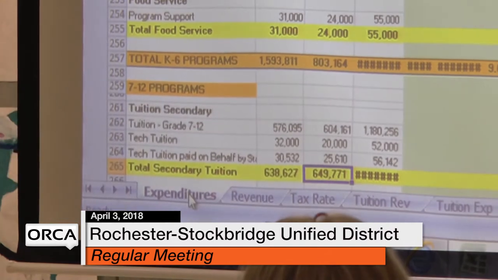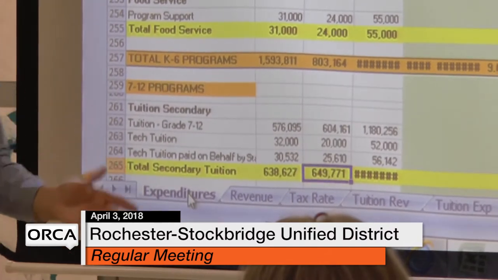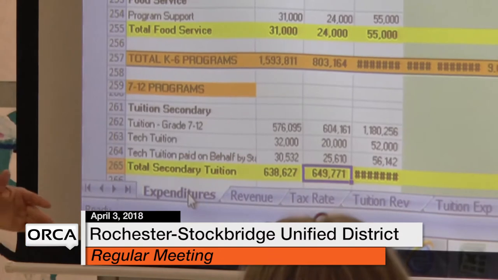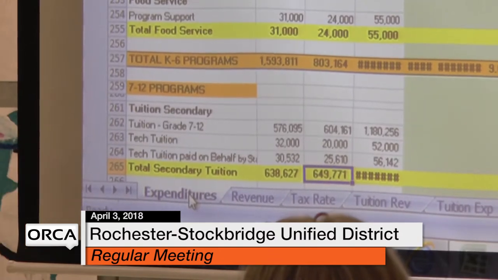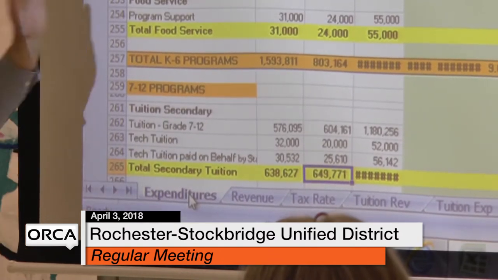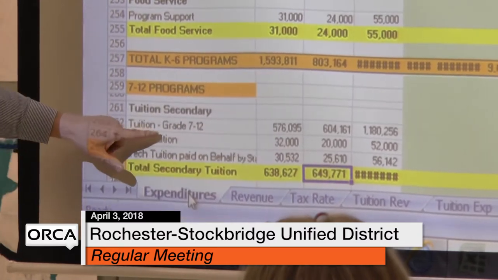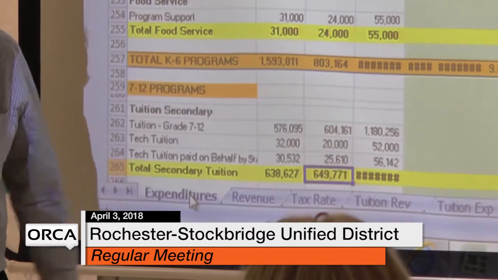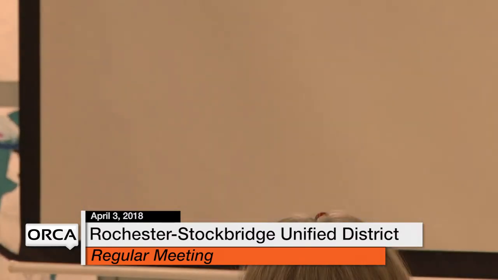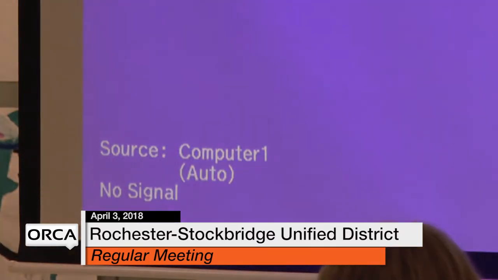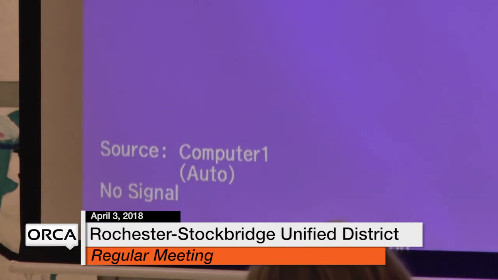And we understand the students change their mind, families change their mind. So this is a fluid number. It can look different next time you look at the budget. We try and keep it up as we get information. We try and update it so that it's the most current information that you have. But what it's showing is that for secondary students, we are needing to send out $1.18 billion for tuition payments.